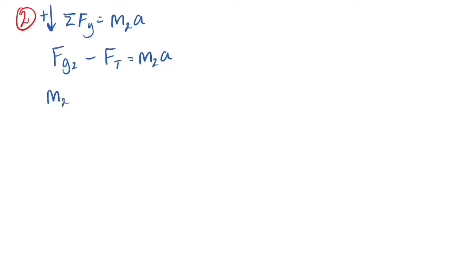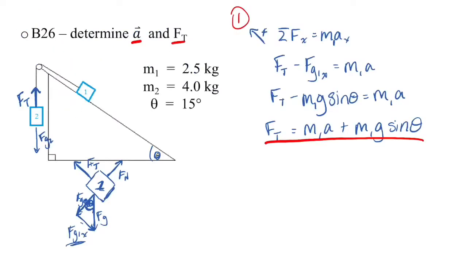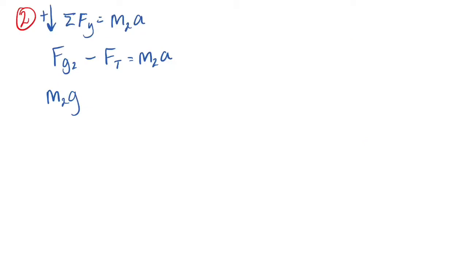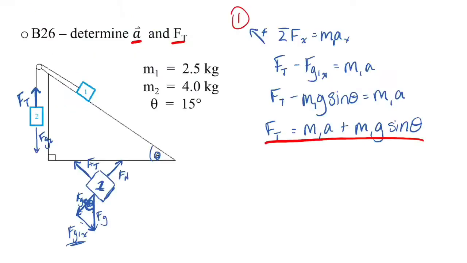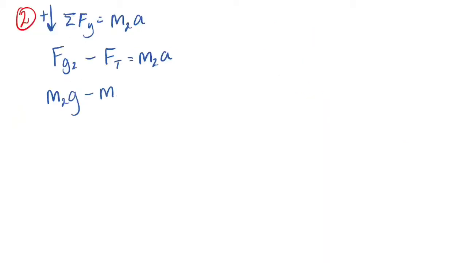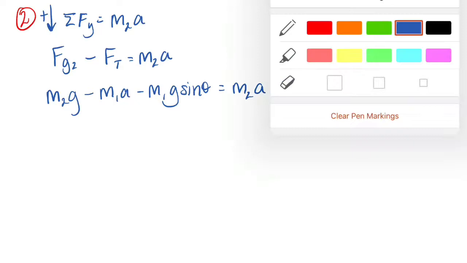So force of gravity for mass 2 is just m2g, so it's nice to be back to having no angles, because this is just purely up and down. Now my force of tension, I have to subtract here. So I'm subtracting this whole term right here. Please remember, you're subtracting both the m1a and the m1g sine theta. So I'm going to subtract both of these. G sine theta, that's what it was, right? Yeah, it is. And that should equal mass 2 times the acceleration.